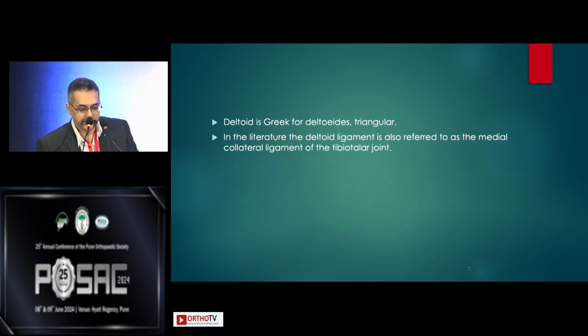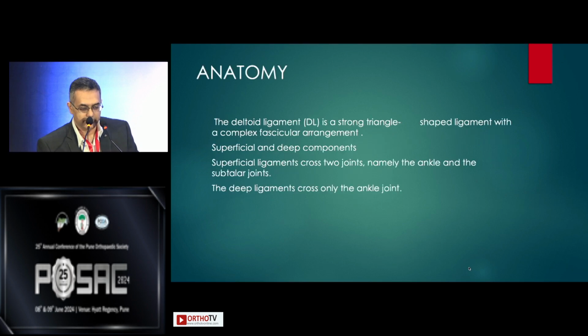Deltoid in Greek means deltoides. It is triangular in shape. It is also referred to as the medial collateral ligament of the tibiotalar joint. The deltoid ligament is a strong, triangular-shaped ligament. It has superficial and deep components.